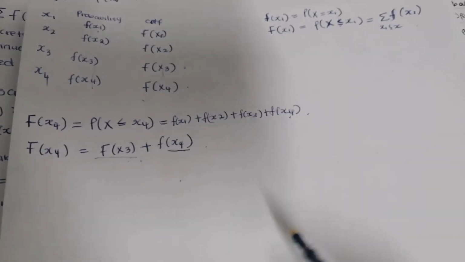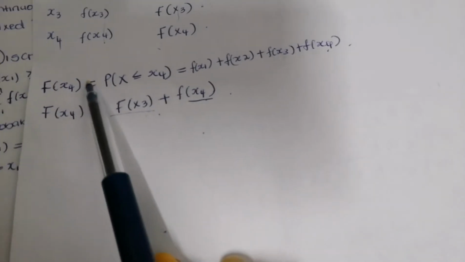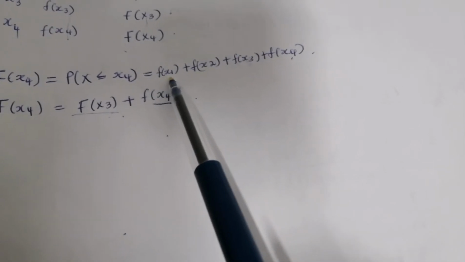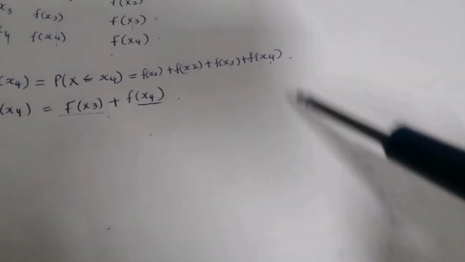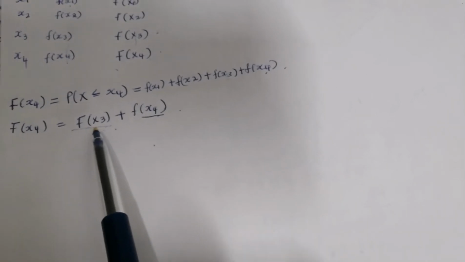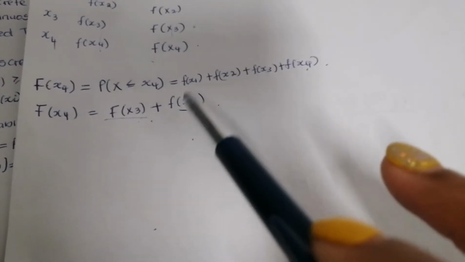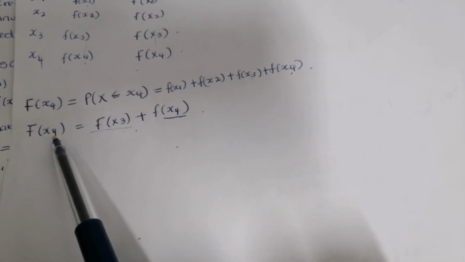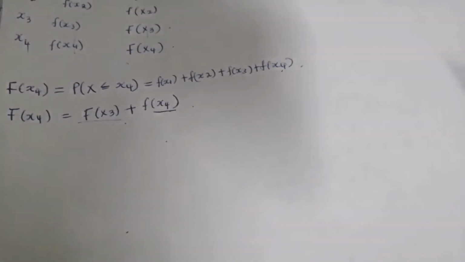To explain that formula, let's say the CDF at x4, we know that we are going to add the probability at x1, 2, 3, and 4. This is the same as saying the CDF at x3 plus the probability of x4. So to get this probability, we are going to say the CDF at x4 minus the CDF at x3, right?